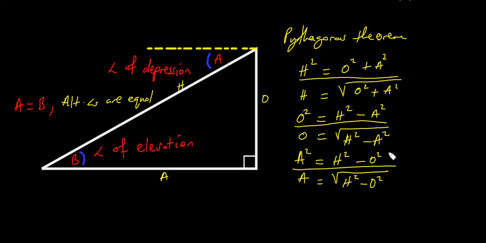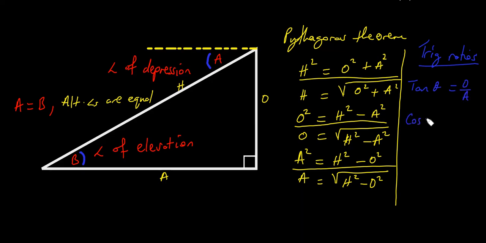Then what else are we going to be using in this exercise? We'll be using the trig ratios. Tan theta is equal to opposite over adjacent. Cos theta is adjacent over hypotenuse. Sine theta is equal to opposite over hypotenuse. What I encourage you to do is always mark what is given to you, and mark what is being asked of you.